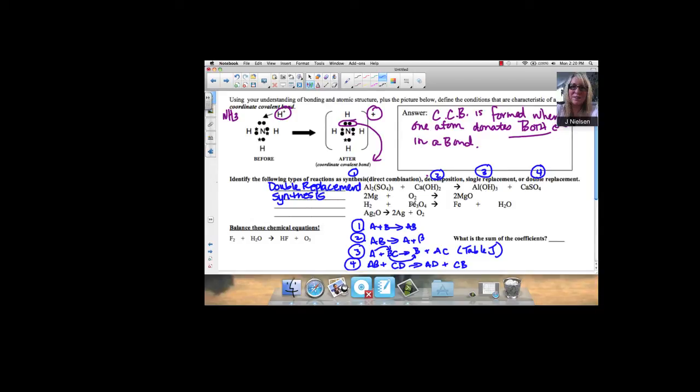H2 plus Fe3O4. Fe gets kicked to the curb, and H hooks up with O. This is single replacement. Somebody got kicked to the curb. You got to use table J to make sure the reaction's going to happen. And in the last one, Ag2O is splitting up. This is our decomposition or divorce.